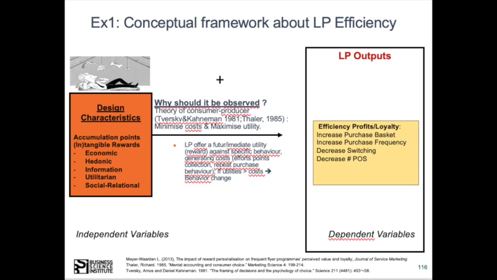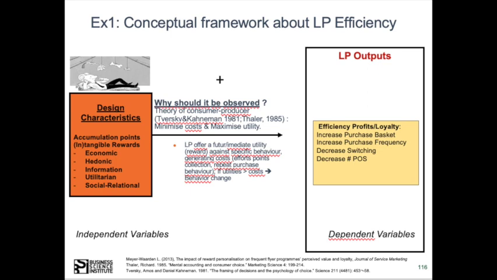We have the impact of loyalty programs on different output variables. For example, the benefits, the accumulation of points or tangible or intangible rewards, which might be economic, hedonic, informational, utilitarian, social, relational benefits, are the independent variables. They show a direct impact on efficiency profits, which are the dependent variables. That is, they should increase purchase baskets, purchase frequencies, purchase recency, decrease switching behavior, and decrease the number of points of sales visited.